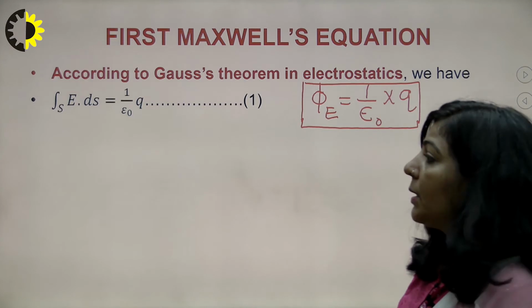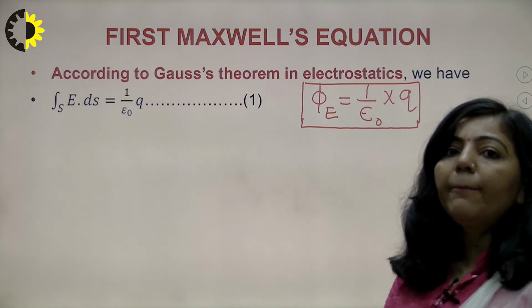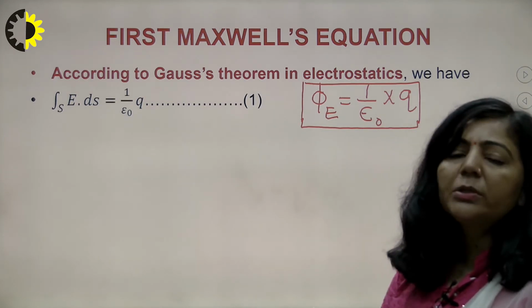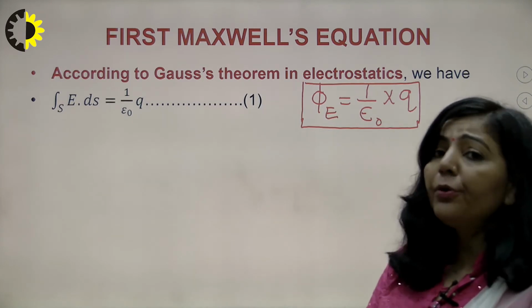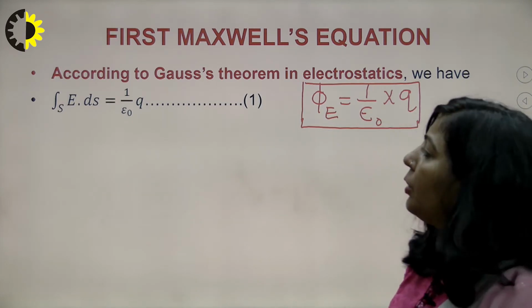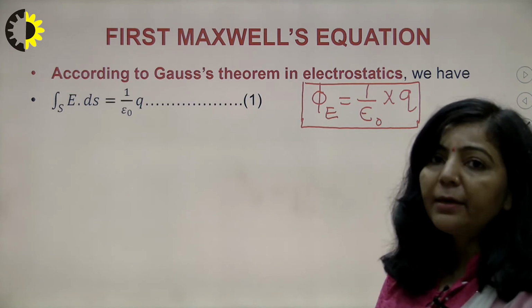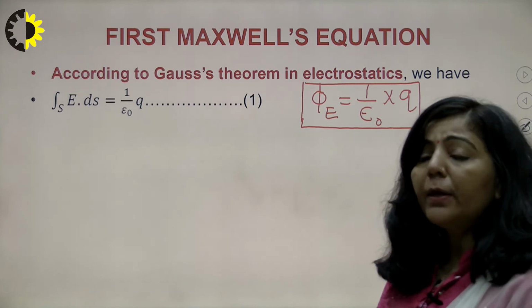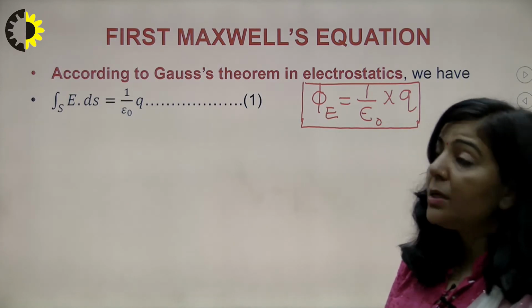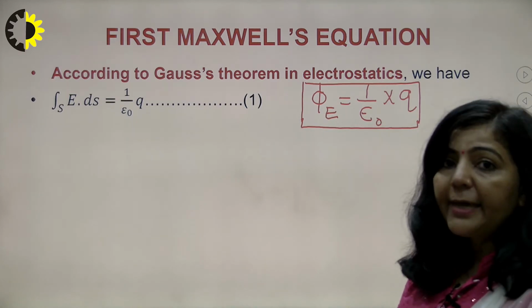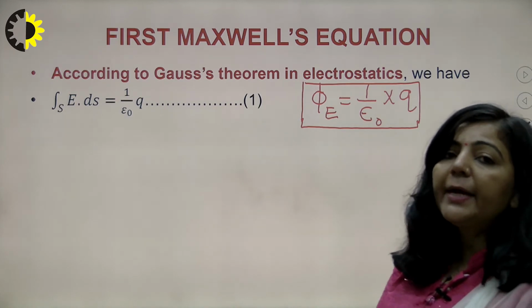Next step is represent each and every term except constants in integral form. So left hand side, whenever you have electric flux, you will represent it as surface integral of E dot ds. If you have magnetic flux, you will represent that as surface integral of B dot ds. So now you have right hand side and you have to represent that right hand side in integral form.